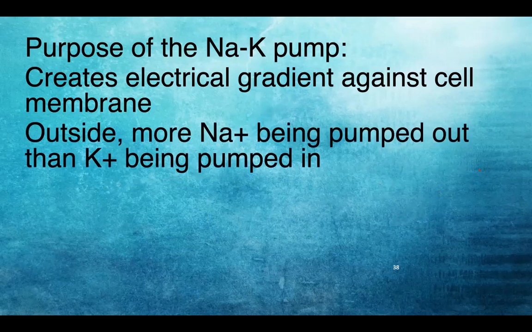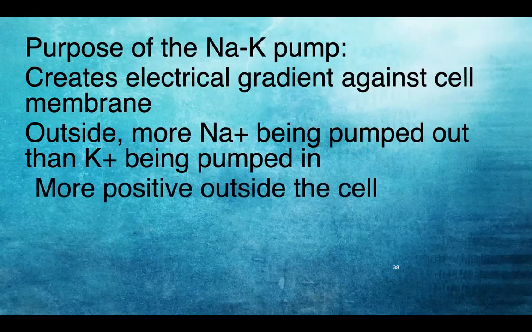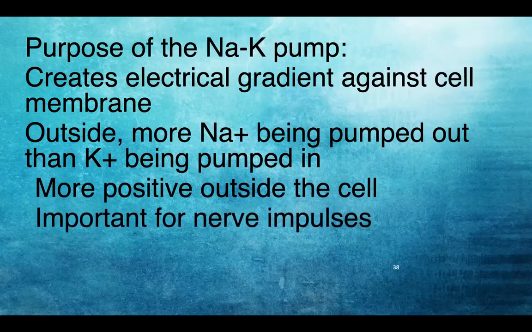Next year, when we look at impulses and how they work, you're going to see the sodium potassium pump in action. Basically, when an impulse goes through a nerve cell, it completely puts ions on the wrong side of the membranes, and the sodium potassium pump is the one that puts everything back where it's supposed to be. So outside, more sodium is being pumped out than potassium is being pumped in. So there's a more positive charge outside of the cell than inside the cell. This is what allows the impulse to go through a nerve cell. So it's important for nerve impulses.